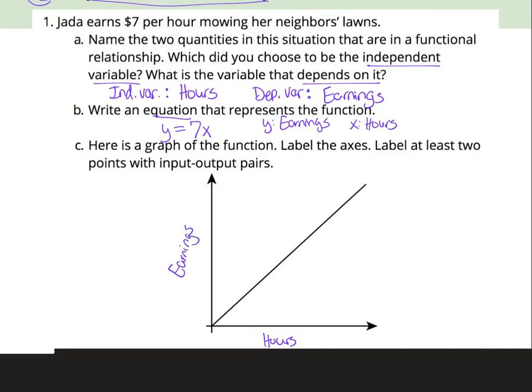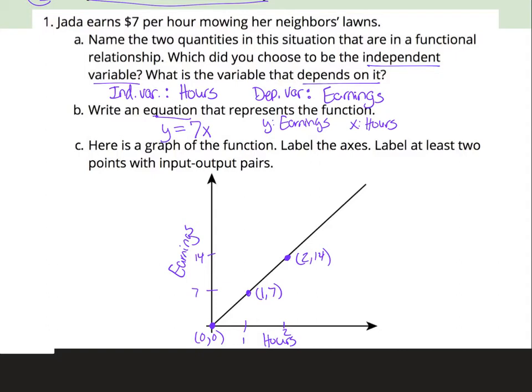And we're going to label at least 2 points with input-output pairs. Well, first we have the origin, 0, 0. Next, hours and earnings, we could say 1, 7. If she works 1 hour, she will earn $7. Then we could keep going. We could do something similar. 2, 14. If she works 2 hours, she's going to earn $14.